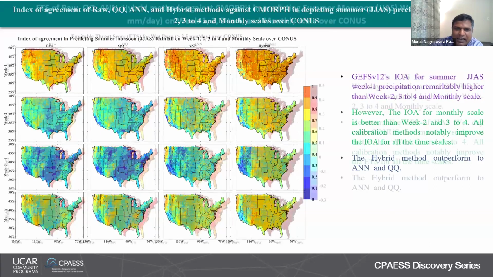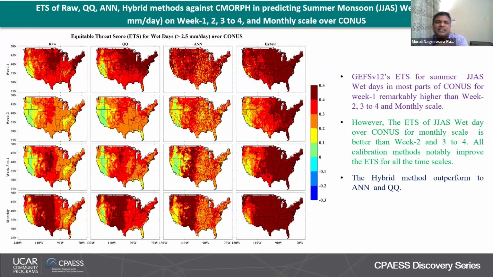It is improved. In this study I have considered 3 types of extremes: wet days, heavy rainfall events and extremely heavy rainfall events. For wet days, I have considered days with greater than 2.5 millimeter per day. I have considered greater than 1 centimeter rainfall for heavy rainfall, and greater than 5 centimeters for extremely heavy rainfall events. For those categories, I have calculated the categorical skill scores separately.